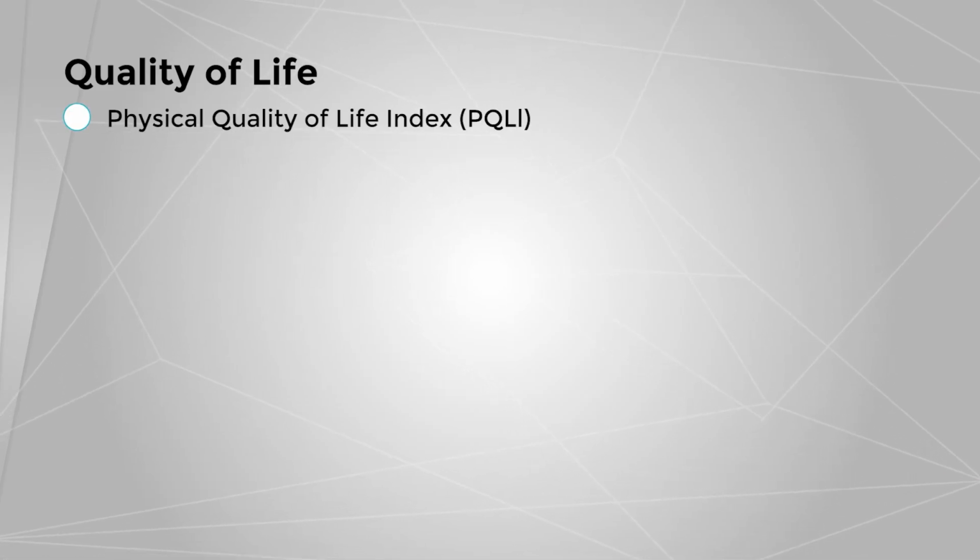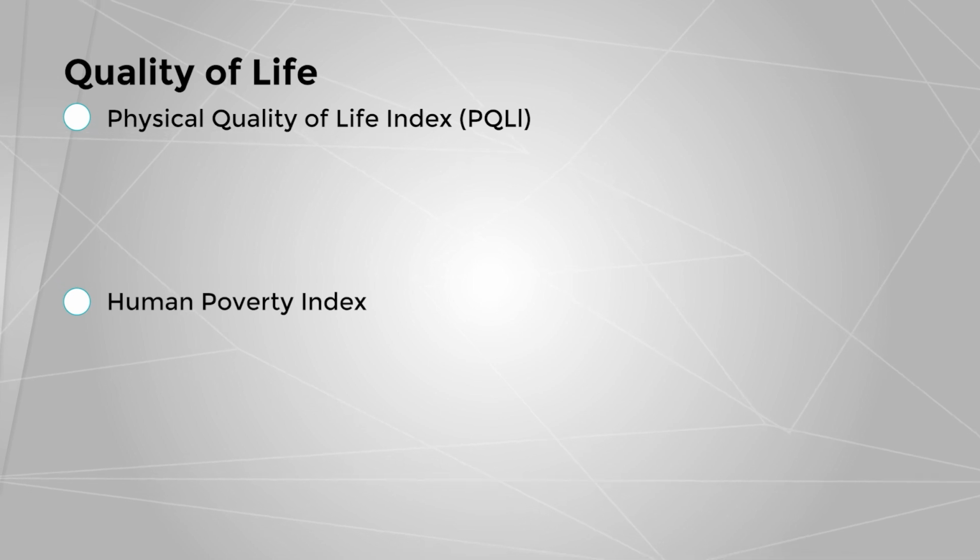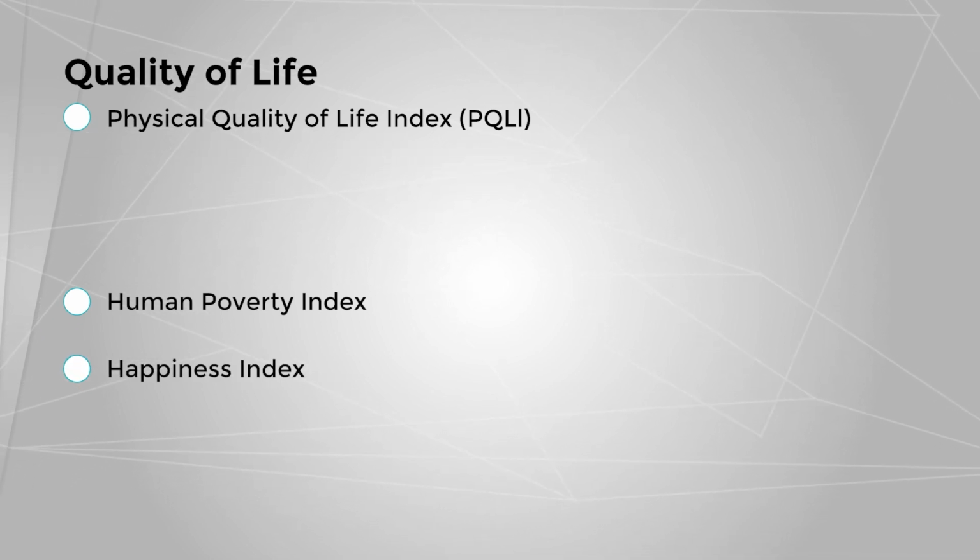Next we come to the quality of life. With the increased survival rates, the emphasis is now on quality of life and not only the length of life. As is evident, quality of life is difficult to define and measure. Various indicators are being developed by experts to measure this aspect: physical quality of life index, human poverty index, happiness index.